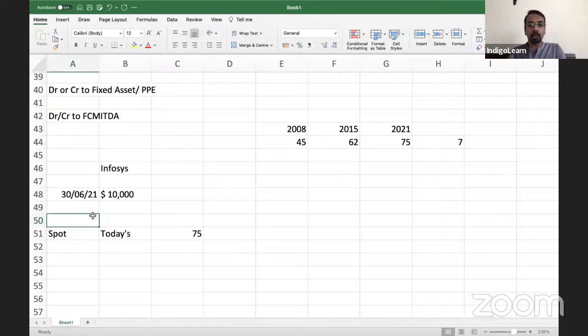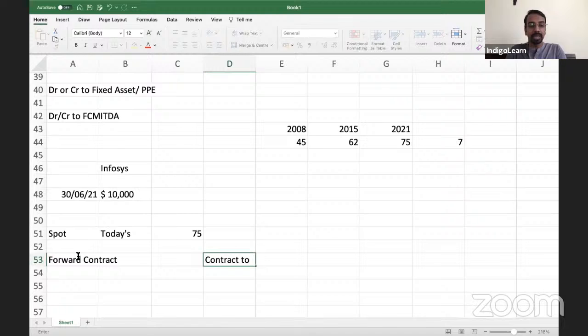Now, Infosys wants to safeguard its position. So what it can do is it can enter into a forward contract. Forward contract means what? Now, since Infosys will receive this $10,000, they have to sell this $10,000 after 6 months.